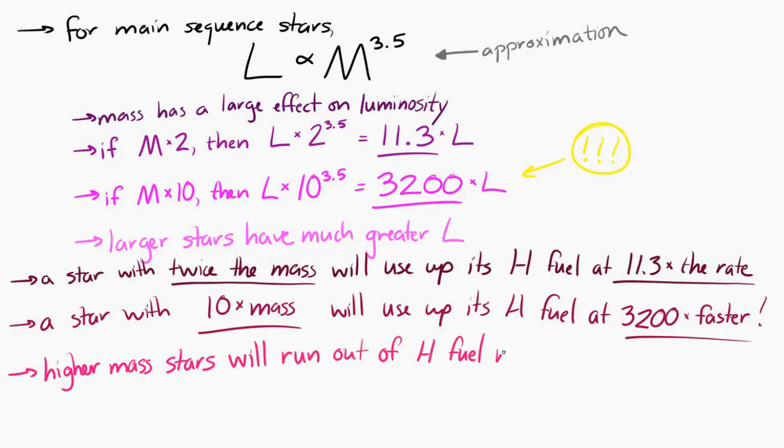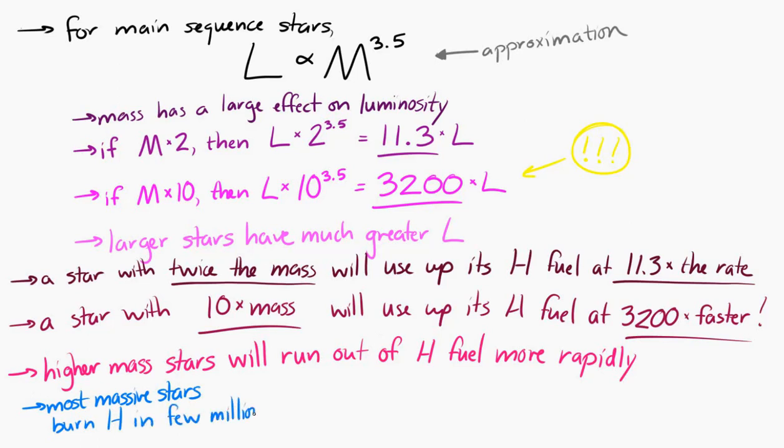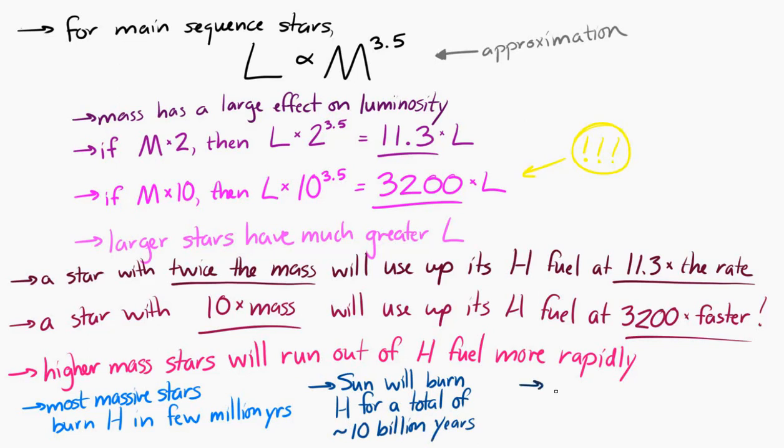fuel much faster. So for example, the very highest mass stars will burn through their fuel in a few million to 10 million years. The sun has been burning its fuel for 5 billion years, and it'll go on for another 5 billion years. So its fuel will last a total of 10 billion years. And then the lowest mass stars, well, they'll burn their fuel for about 500 billion years.